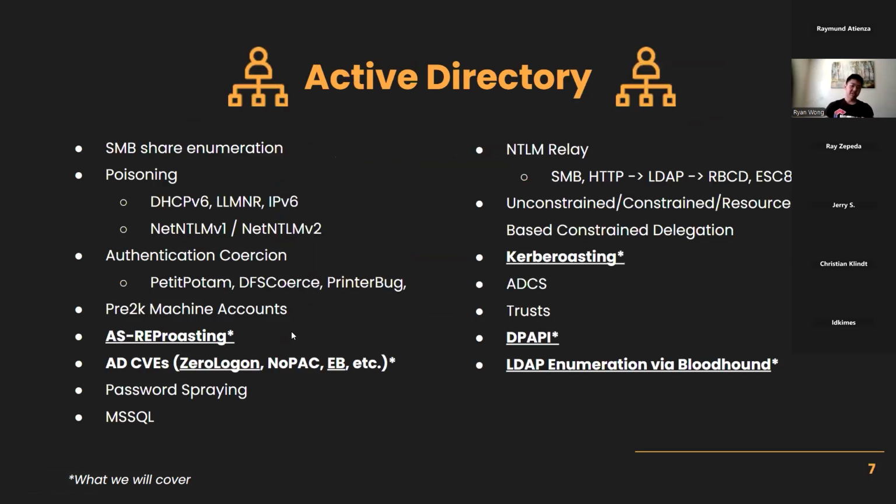So when attacking Active Directory, you're going to have all these types of attacks. These aren't even a fraction of the amount of attacks you can perform on Active Directory. However, these are the more common ones that aren't necessarily CVEs. Again, we'll be going over the ASREP roasting, Kerberoasting, DPAPI dumping, some Active Directory CVEs, and LDAP enumeration via Bloodhound.